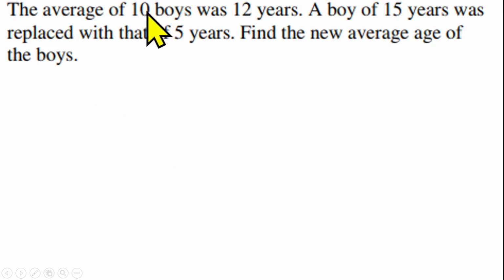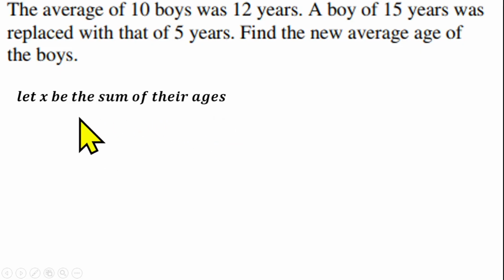So the average of 10 boys was 12 years. So that means they have added, behind the scene, the ages of 10 boys, and they said the mean or average is 12 years. We don't know the ages of these 10 boys, so we can use something to represent the sum of their ages. Now let S be the sum of the ages of the 10 boys.